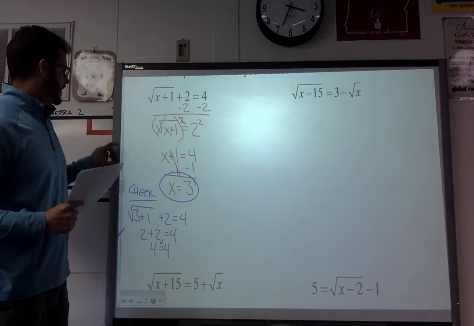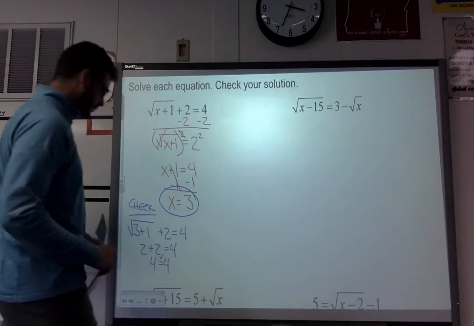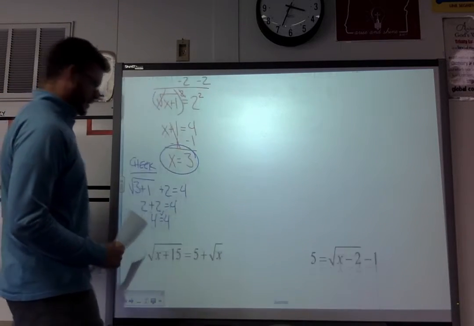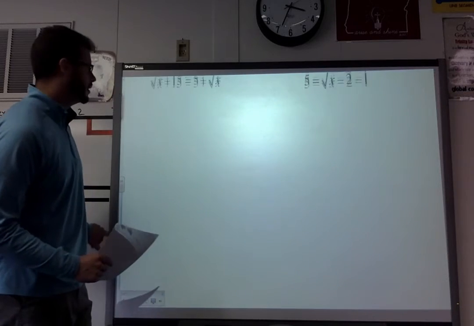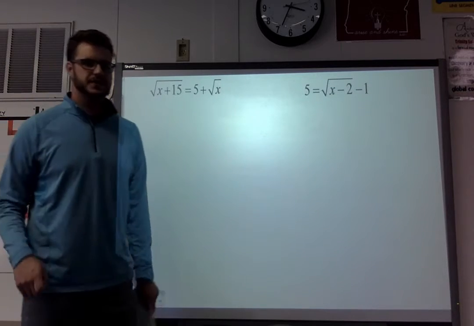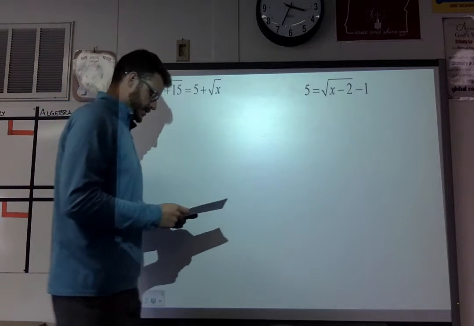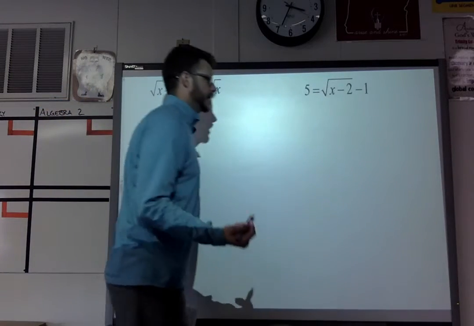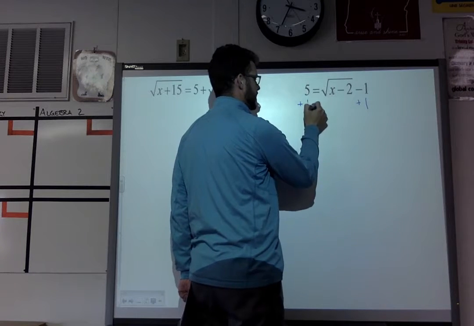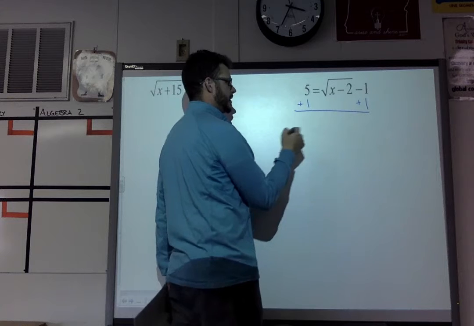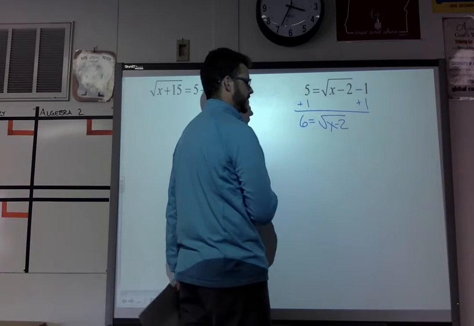Now that we've done that, let's do another example. I'm going to skip down to this one; we'll come back to the other two. So 5 equals the square root of x minus 2, minus 1. Here, again, same steps. We need to add 1 to both sides, so we're left with just the radical on the right side. So 6 equals the square root of x minus 2.